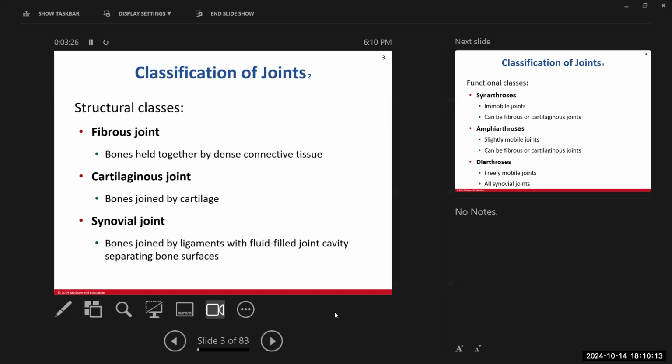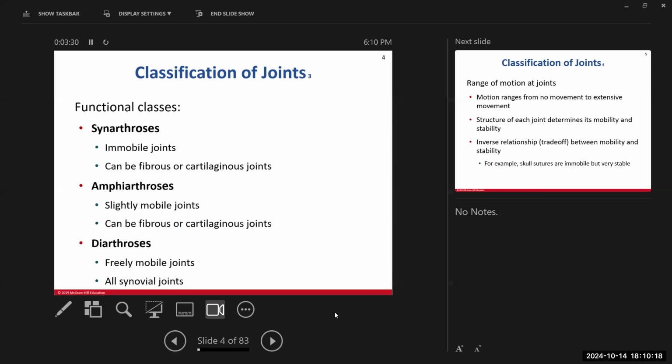Then the other type of classification is functional. We have three types for the functional classification: synarthroses, amphiarthroses, and diarthroses. As we move from the top of the screen towards the bottom, the mobility of the joints increases. Synarthroses are relatively non-movable or immobile joints, so they don't move very much. There are two types: you can have fibrous and cartilaginous.